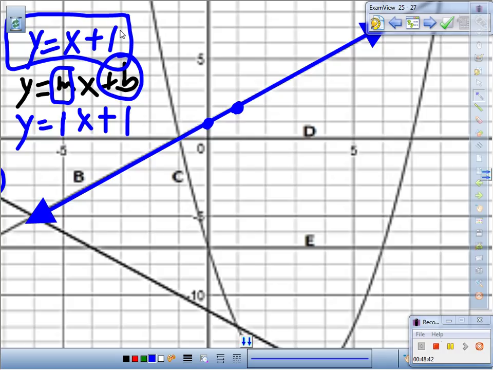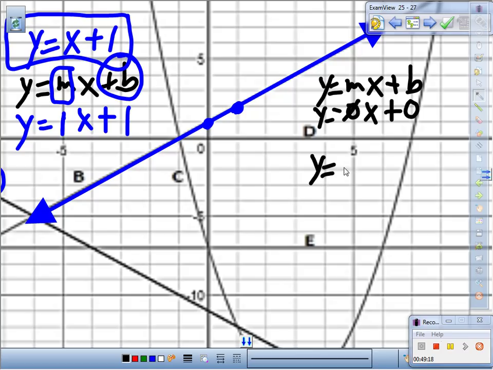Okay. Let's go to letter D. This one right here. And once again, I'm going to start with y equals mx plus b. What is my y-intercept? 0. Okay. What is my slope? Does it have a slope? Since it doesn't go up or down, this is a slope of 0. Therefore, what is 0 times x? And what is 0 plus 0? So my equation is y equals 0. That is D.